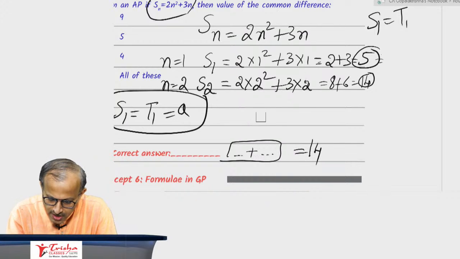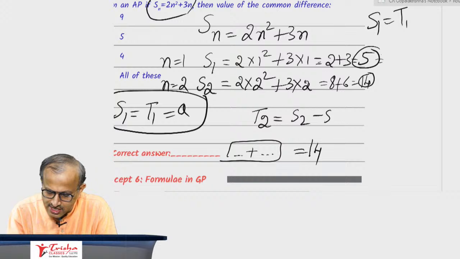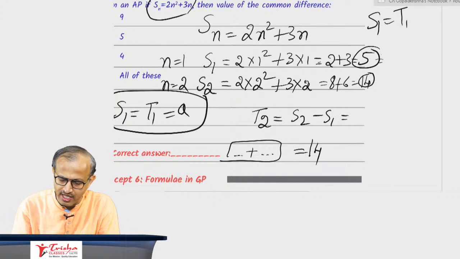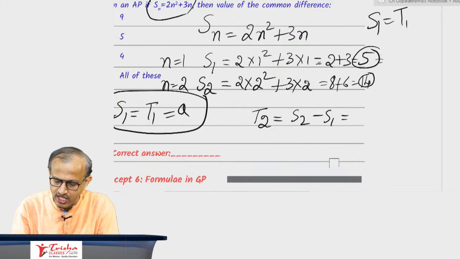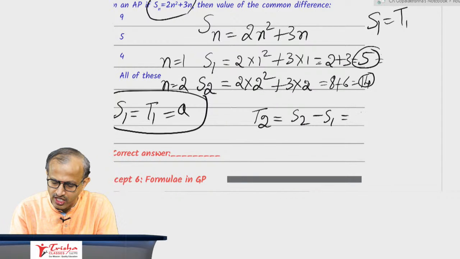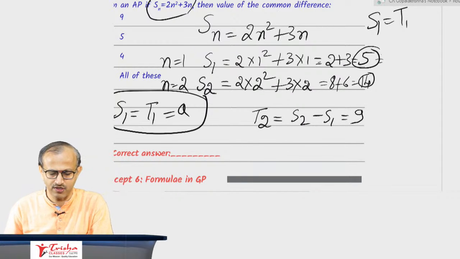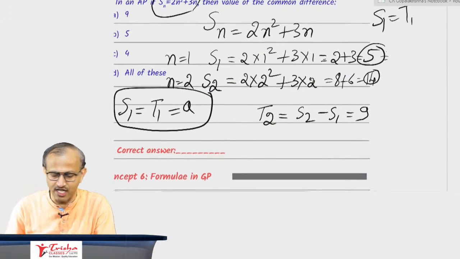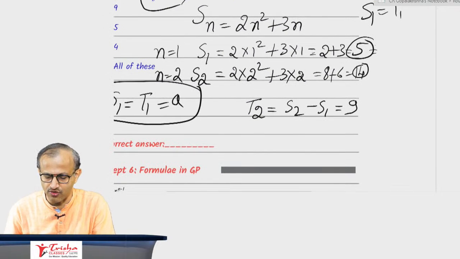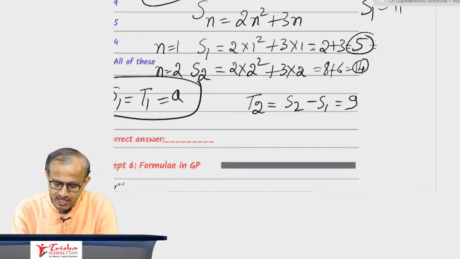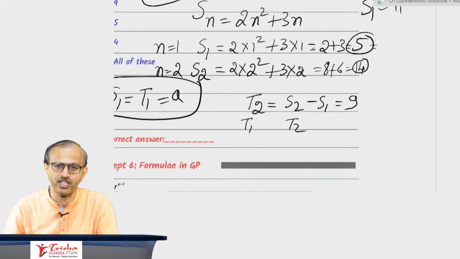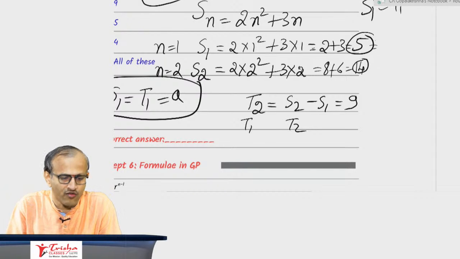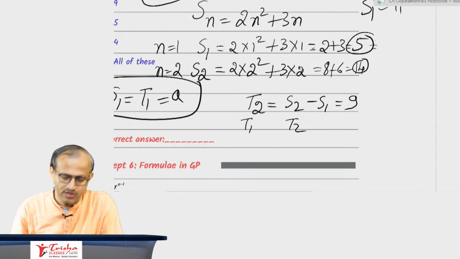Shall I do one step? T2 is equal to S2 minus S1. 14 minus what? 14 minus 5. How much is 14 minus 5? 9? Okay. Don't conclude as the answer. In a hurry you conclude as the answer. No. Now we'll write. What is the first term? T1, T2. What is the first term? 5. Super.